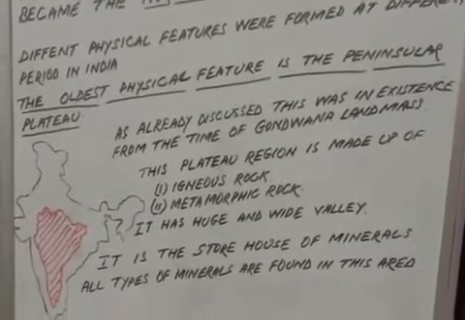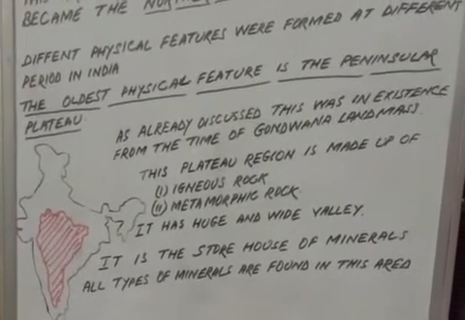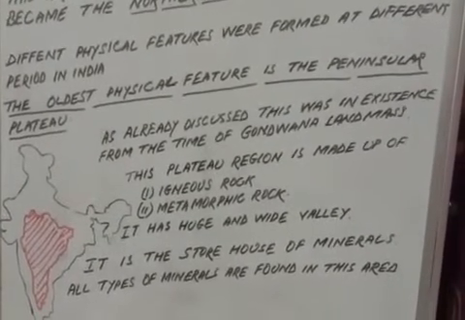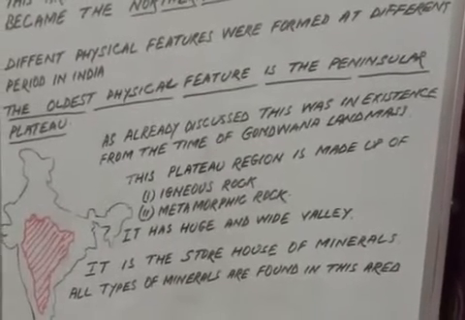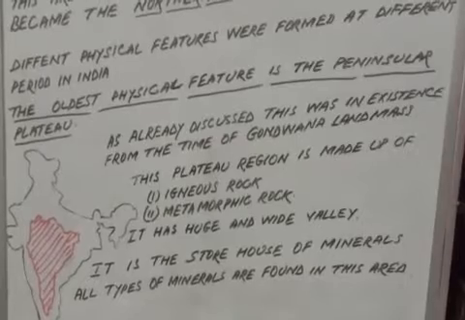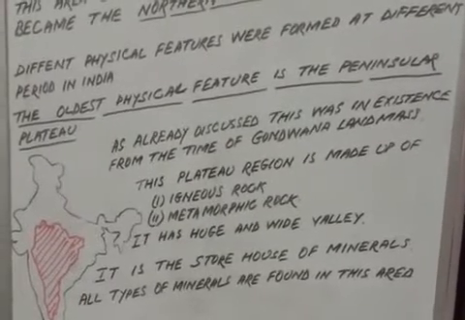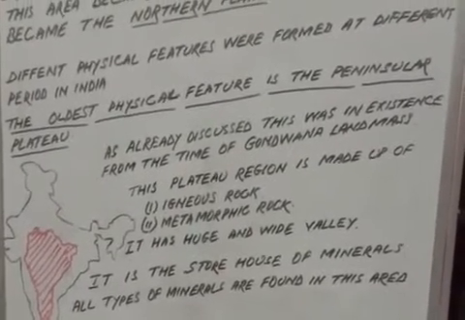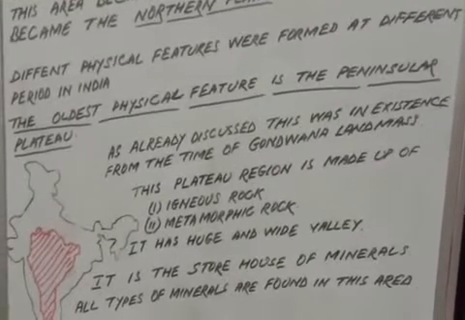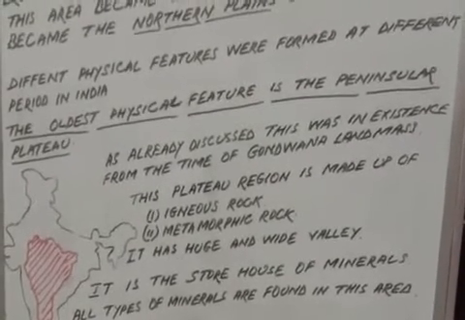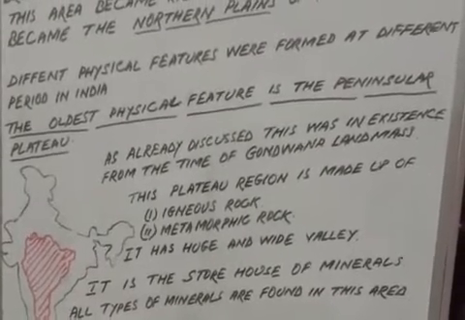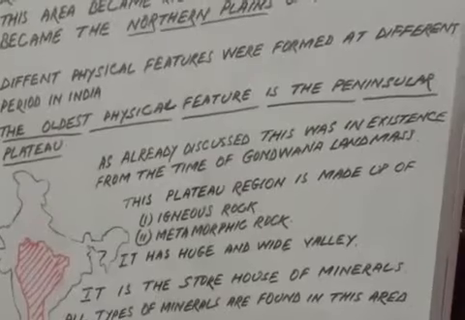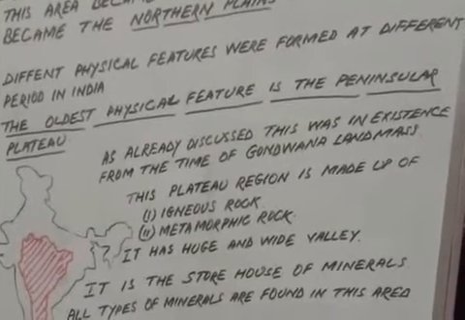In the map you can see the peninsular plateau. As already discussed, this was in existence from the time of Gondwana land. This is one of the oldest features. I told you it existed during the Gondwana landmass. This plateau region is made up of two types of rock, igneous rock and metamorphic rock.